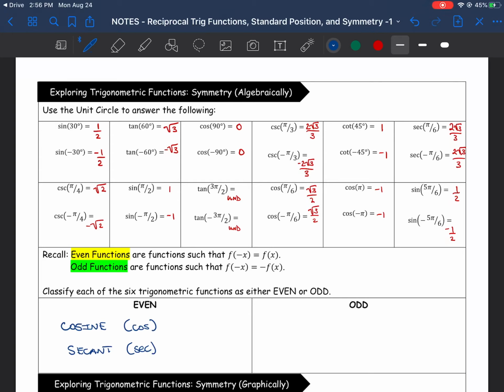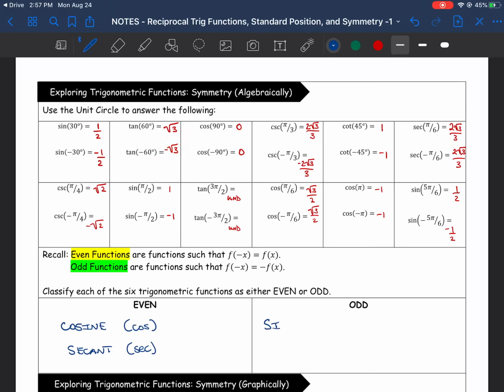So odd functions are functions such that f of negative x equals negative f of x. To give you an example of that, let's look at the sine. Our first example here was the sine of 30 degrees and the sine of negative 30 degrees. Well, the sine of 30 degrees gave us positive 1/2, but the sine of negative 30 degrees gave us negative 1/2. We can see the same thing in the tangent. If I took the tangent of 60 degrees, I would get square root of 3. If I took the tangent of negative 60 degrees, I get negative square root of 3.